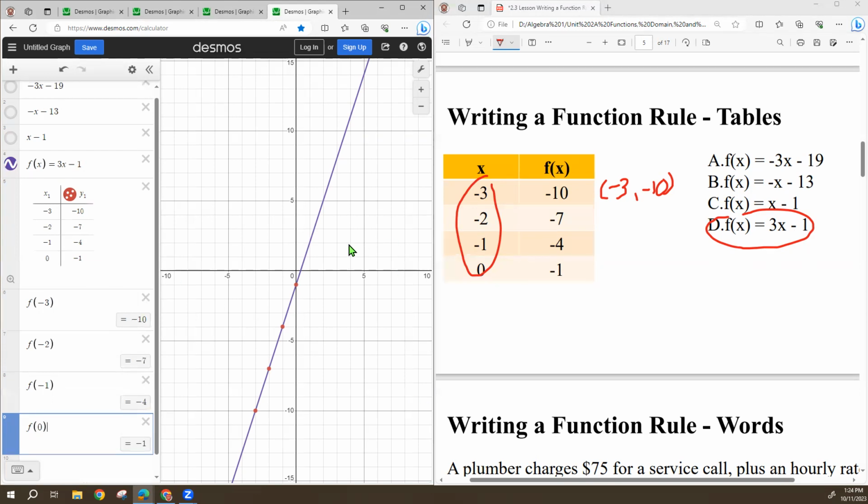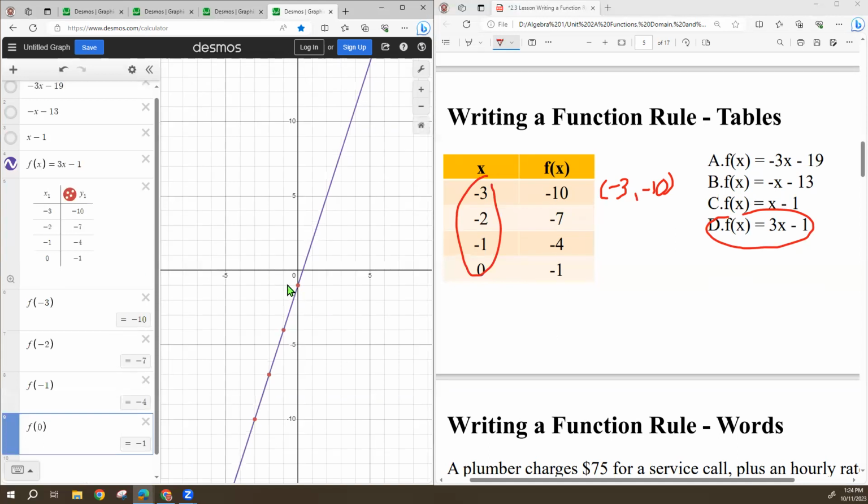Functions are always a collection of points, so we can always take some of the points and make a table out of them. We can evaluate them like we did in the last lesson. And in this one, we are matching up which graph or which table goes with which rule. Rule is just another way to say equation.